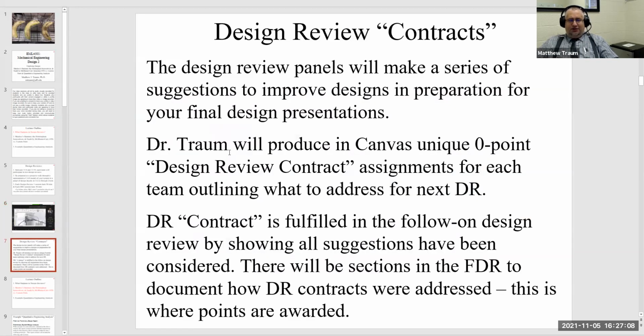The final element of this is the assignment associated with design reviews, which I call design review contracts. And I've got contracts in quotes because they're not really contracts, right? It's not like some legally binding document that you guys sign, that gives me your firstborn child if your heliostat doesn't work the way that you promised, right? It's not that at all. A contract just seemed to be the appropriate word for what these represent.